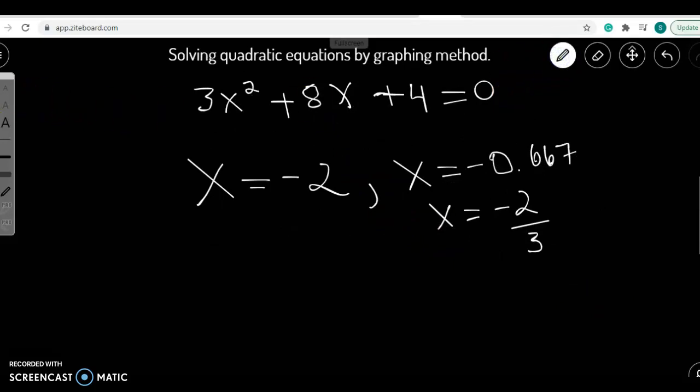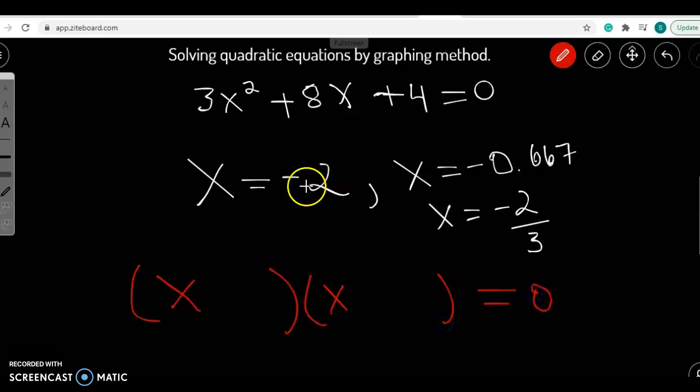Now let's get our factored form. We write our x in groups like this, and then the opposite of this is +2. Here the opposite of this is +2, and the opposite of division is multiplication, so here it becomes 3, and that works. Okay, I hope it works.